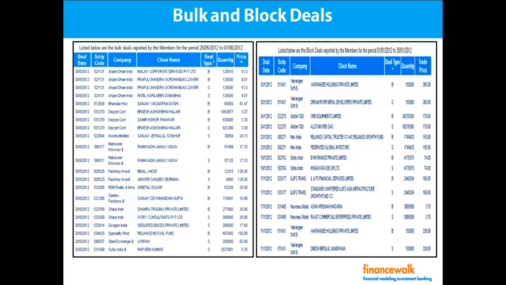Let me repeat. A trade with a minimum quantity of 5 lakh shares or minimum value of rupees 5 crores executed through a single transaction on this window will be qualified as a block deal. And the member broker has to make a disclosure on a daily basis through data upload software.